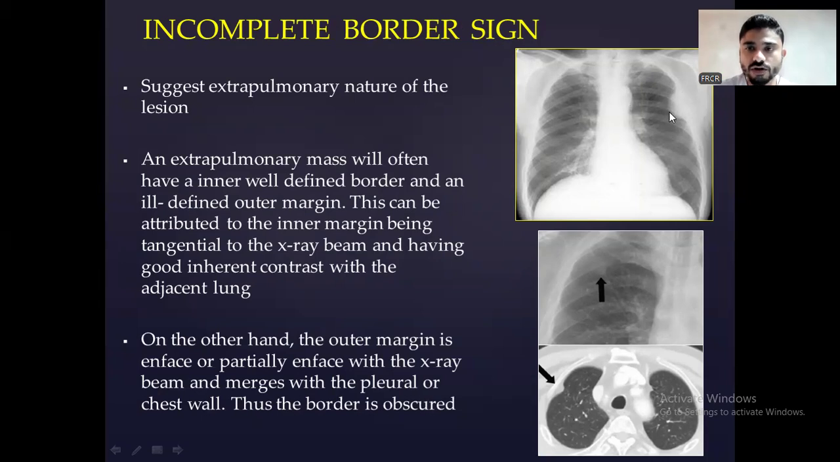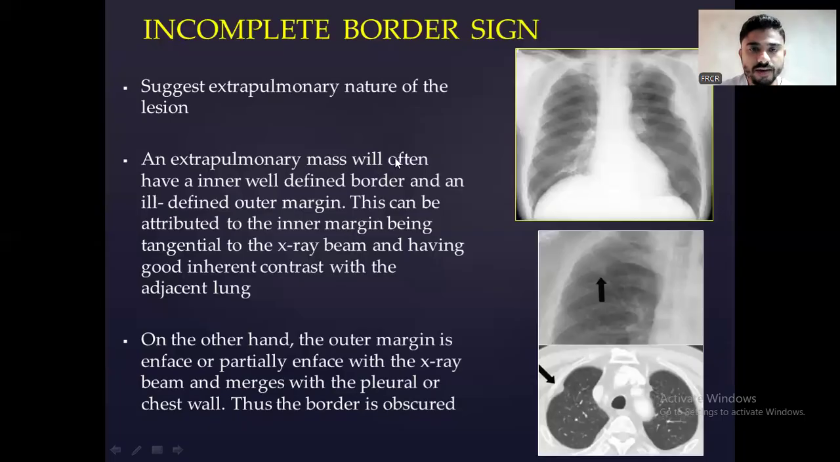One of the borders is very well seen, very well defined, because of the nature of the X-rays and the adjacent lung tissue. So there is a significant difference in density of these two structures. That is the reason you are going to identify the well-defined nature of the lesion. The outer border is not very well visualized. That is the reason it is called the incomplete border sign, because the X-rays are traversing at this location tangentially. That is the reason you are not able to clearly identify where the boundary of this lesion is.